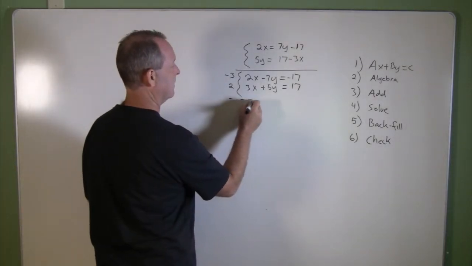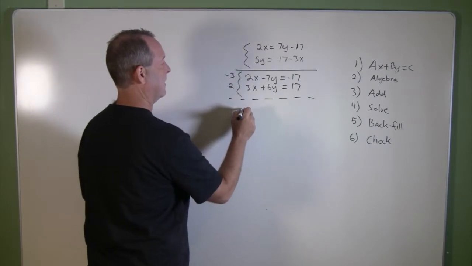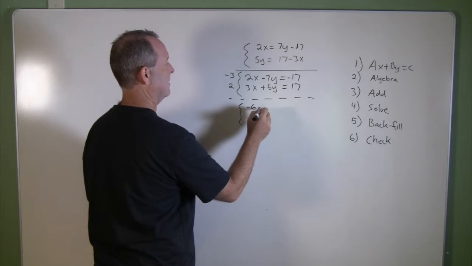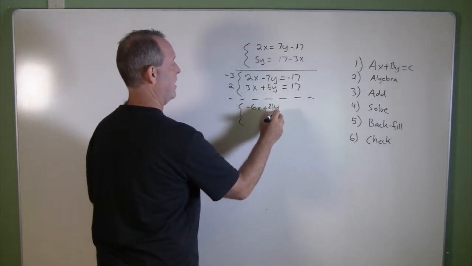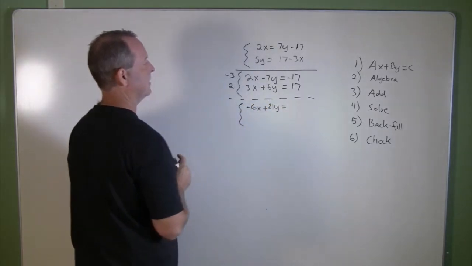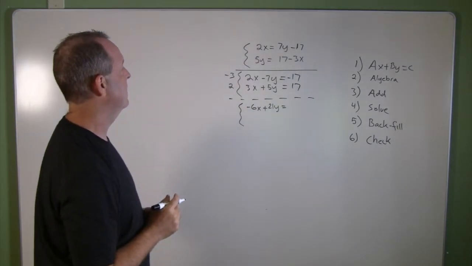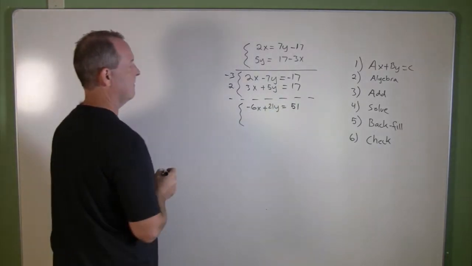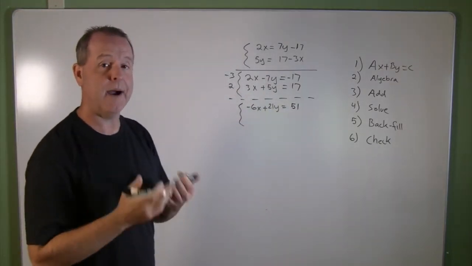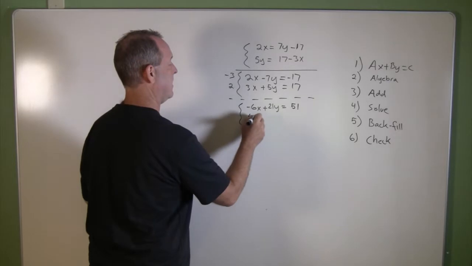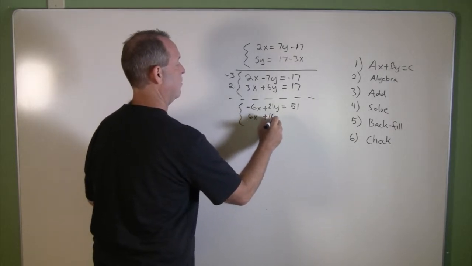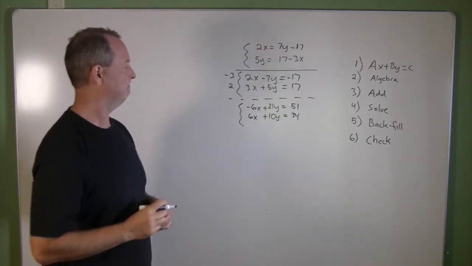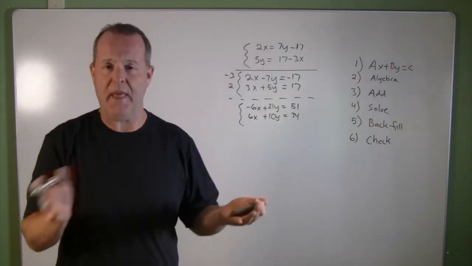Multiplying that on out gives me a new system, or a rewritten system, of -6x plus 21y equals 17 times 3, 51. Multiplying the bottom line through by a 2 gives me a 6x plus a 10y equals a 34. And you can see that's the magic there.